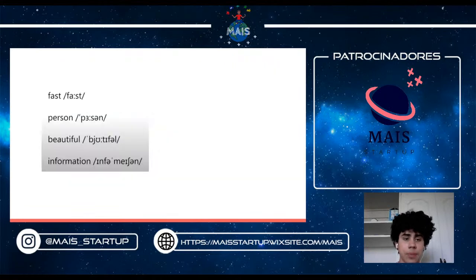Let's see. We have four words here: fast, person, beautiful, and information. As we pronounce the word fast, we can see something. Is it only one phoneme? By that I mean, is it only one move that you make? When you say fast, you make one move in your mouth. When you say person, you make two moves. Those moves are the syllables in English. So you have fast, one syllable; person, two syllables; beautiful, three syllables; information, four syllables.